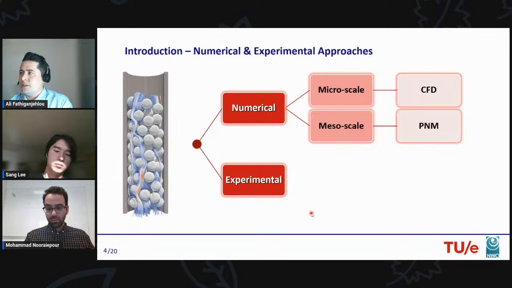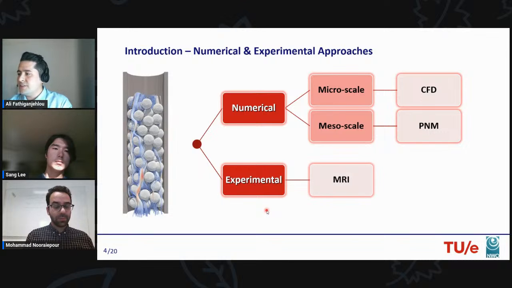There are also various experimental approaches to investigate the packed bed, such as PIV, RTD, and advanced imaging techniques such as CT scan. One interesting experimental approach is magnetic resonance imaging, or MRI. MRI non-invasively scans optically opaque systems, such as a packed bed, and it not only provides us with information about the structure of the packed bed, but also information related to the velocity distribution of the flow inside the packed bed, which makes MRI quite a unique approach. In my PhD, I used these two approaches to investigate the packed beds, MRI and PNM.